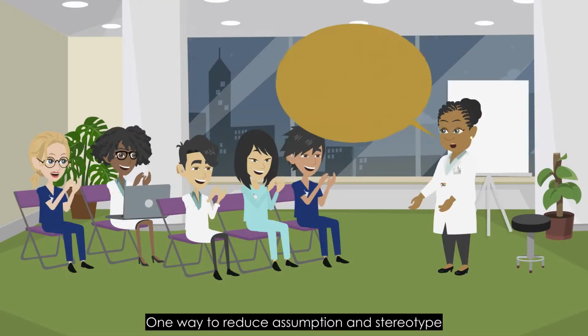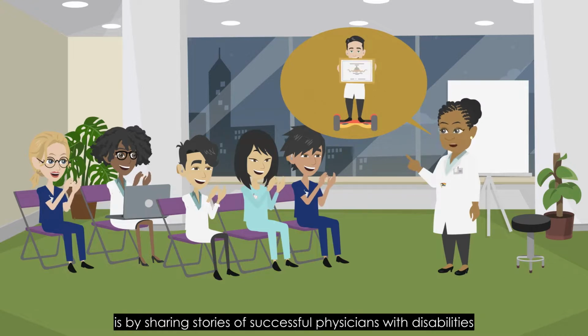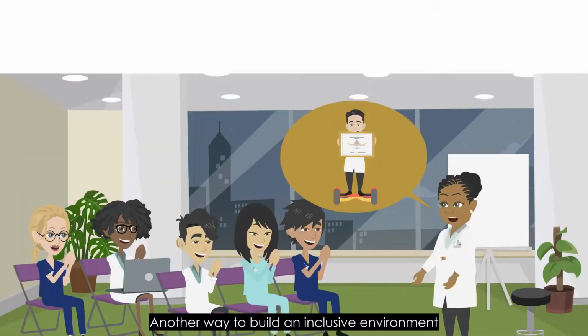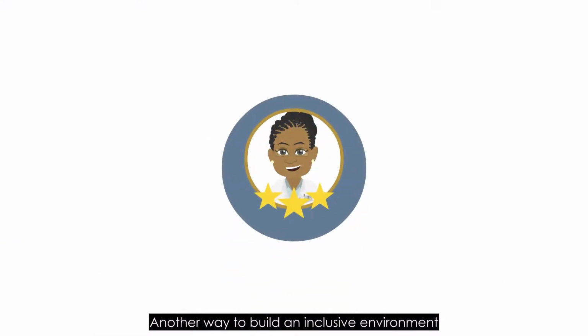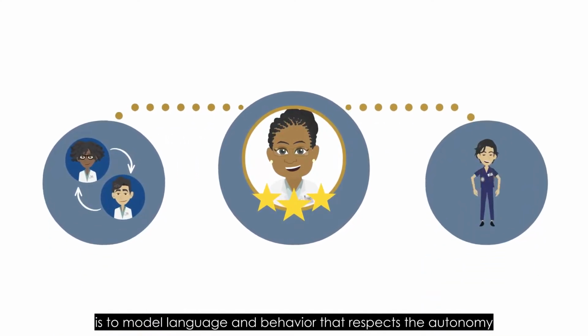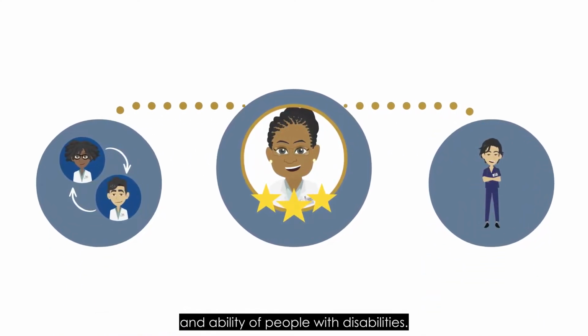One way to reduce assumption and stereotype is by sharing stories of successful physicians with disabilities and why these physicians are important to healthcare. Another way to build an inclusive environment is to model language and behavior that respects the autonomy and ability of people with disabilities.